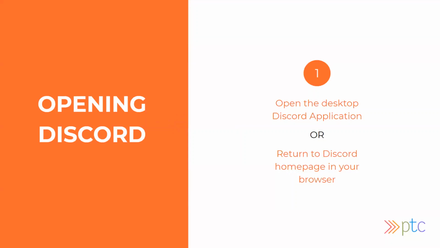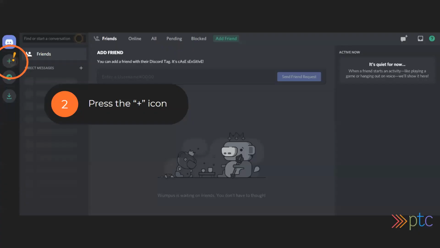All right, you can create a new server by either opening the Discord application or opening Discord on your web browser. Next slide. So here you'll press the plus icon. If you're new to Discord, you'll have an exclamation mark on the plus sign. And if you already have some servers, your plus button will be at the bottom of your server list.